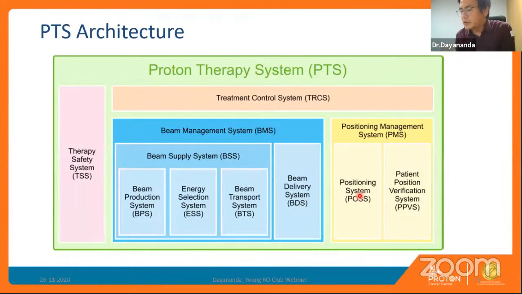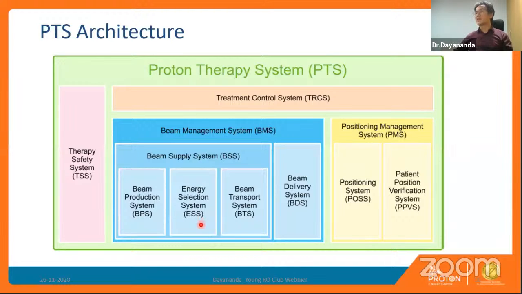And what do you require to have a proton therapy? This is the proton therapy architecture. First of all, you have to produce the proton beam and accelerate it. That is what we call the beam production system. And as I already pointed out, any tumor cannot be treated by a single proton energy. They have to be treated by multiple proton energies, so these energies have to be selected very precisely. For that, you will have an energy selection system.